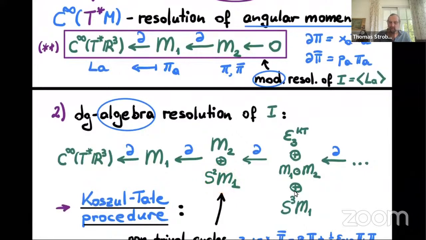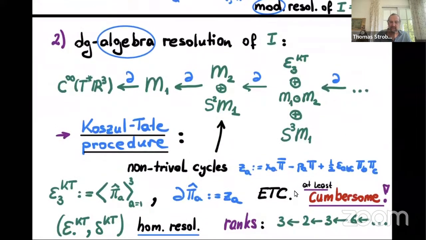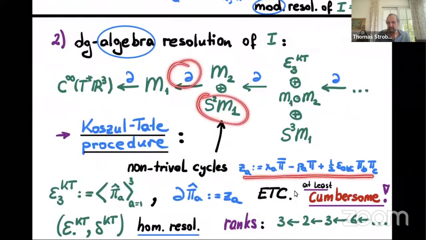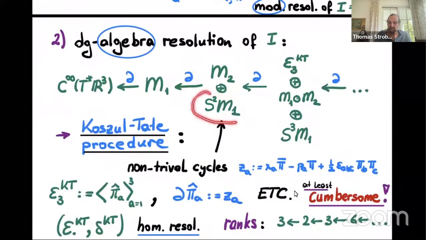And now you can ask, look at elements which are closed. For example, this one turns out to be such an element. So it lives here and it's closed. And then it would be a trivial cycle if it is the boundary of that one, but in general, it's not. And here, for example, these are three cycles which are non-trivial in that sense. And then you introduce some new generators which just make them trivial. And this is this Koszul-Tate procedure.